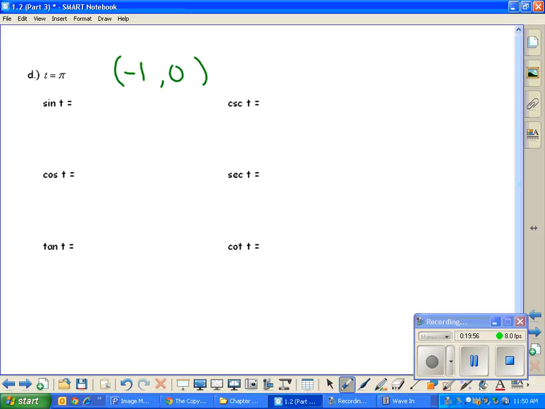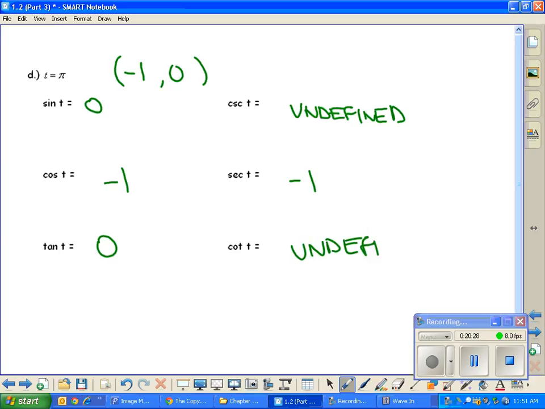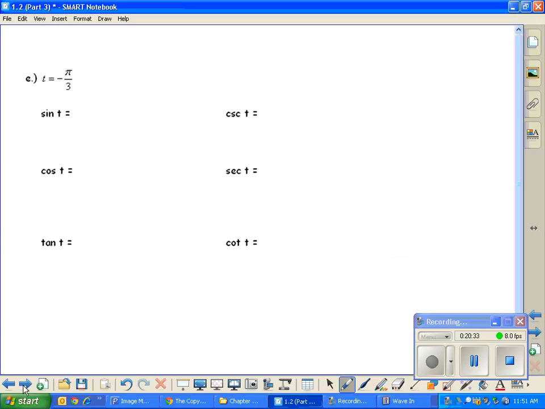All right. Can someone tell me sine real quick? 0. Cosecant, undefined. What about cosine? -1, good. Secant, -1. Tangent, 0. And cotangent, undefined, good. Very good job, guys.